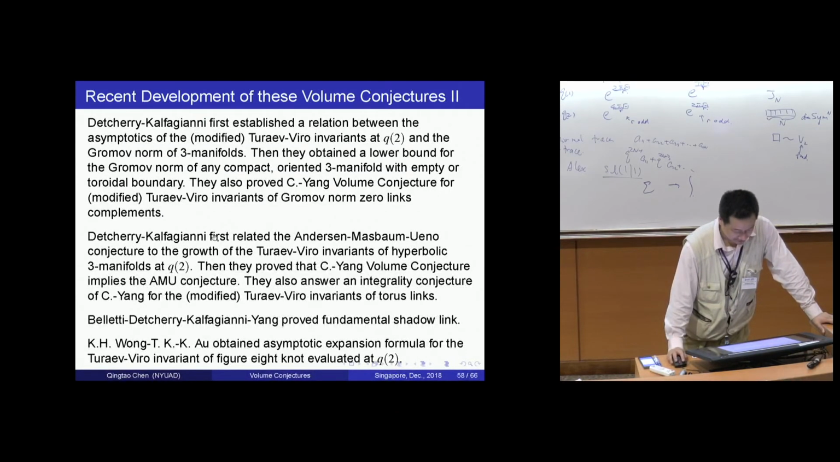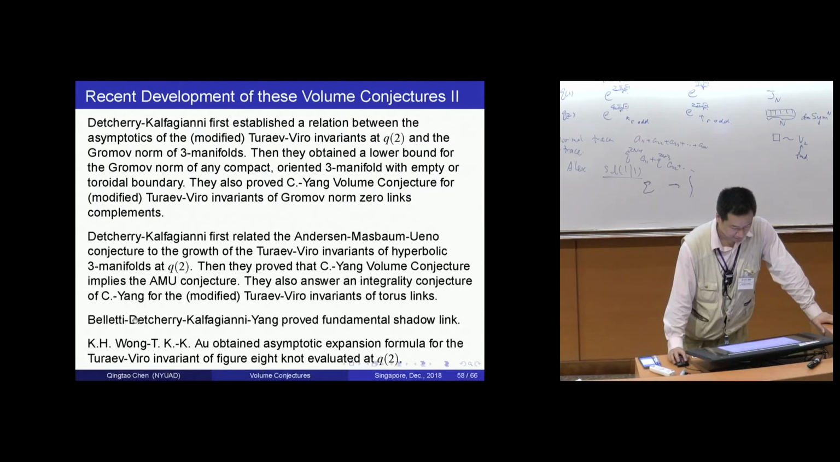And then Detcherry and Kalfagianni first related the Andersen-Masbaum-Ueno conjecture to the growth of the Turaev-Viro invariance of the hyperbolic manifold at Q2. Then they proved that our conjecture can imply the AMU conjecture. This is some conjecture in the dynamical system. Then as for integrality, this is our minor conjecture. It's in our paper. I do not introduce it today.